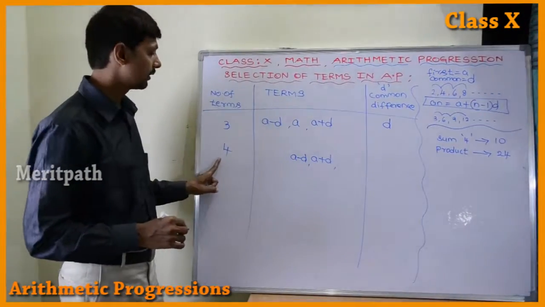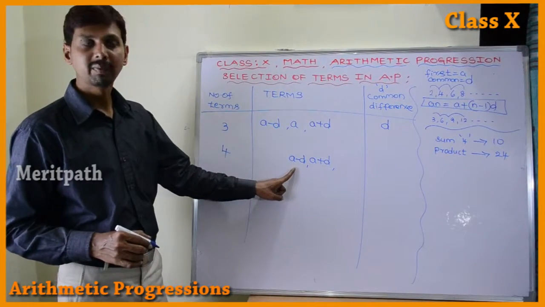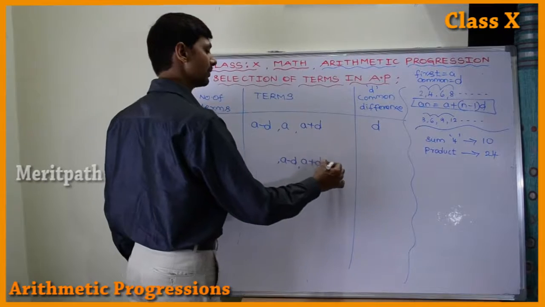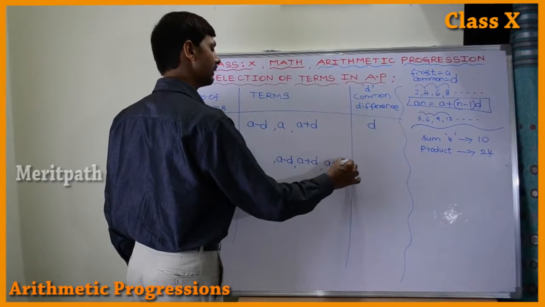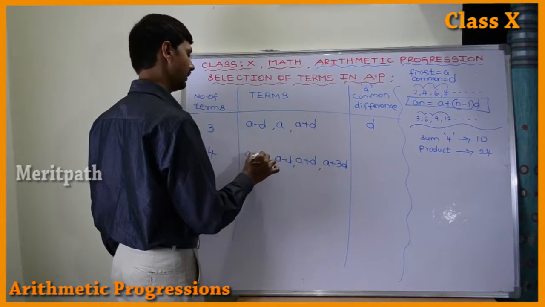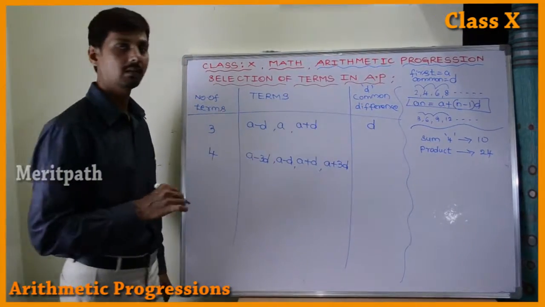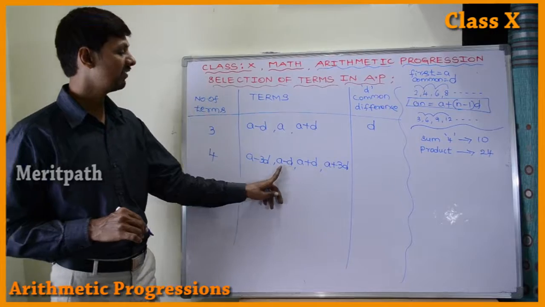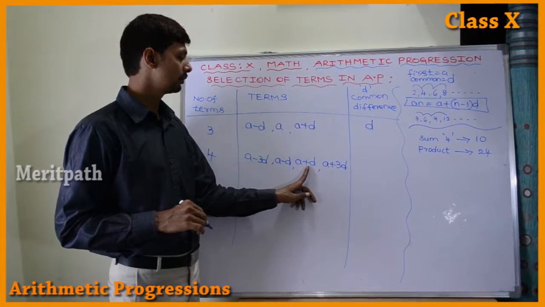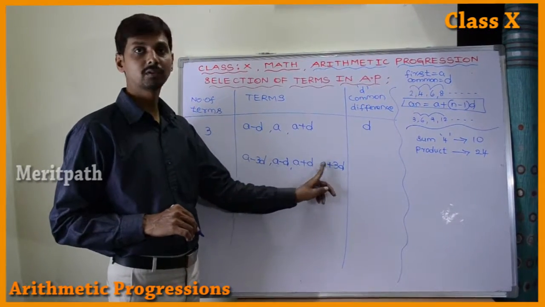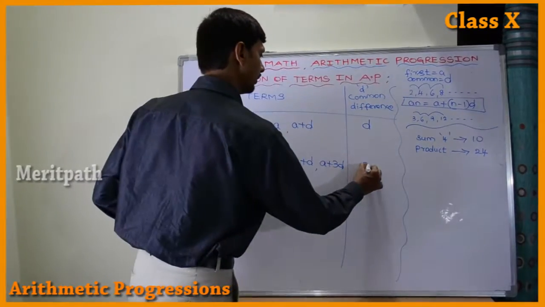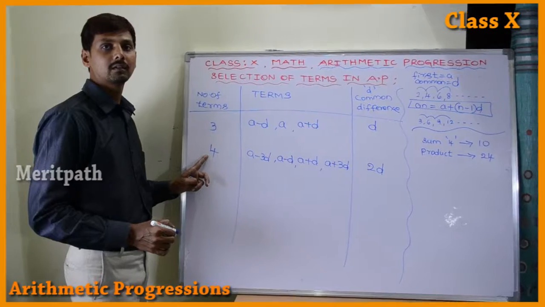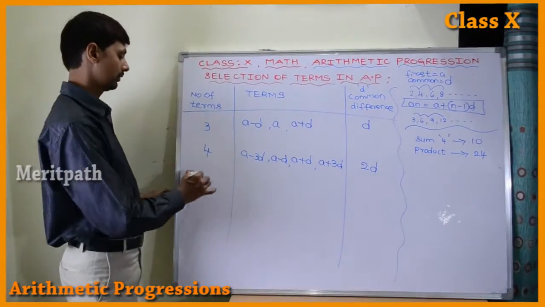If the number of terms is 4, then the middle terms are a minus d and a plus d, and the next terms we need to take are a plus 3d and a minus 3d. Here we can observe the difference between these two terms is 2d, between these two terms is 2d, and between these two terms is also 2d. So here the common difference is 2d.